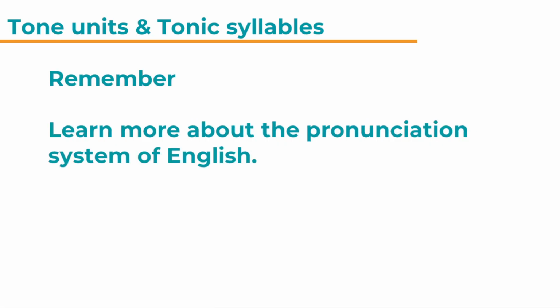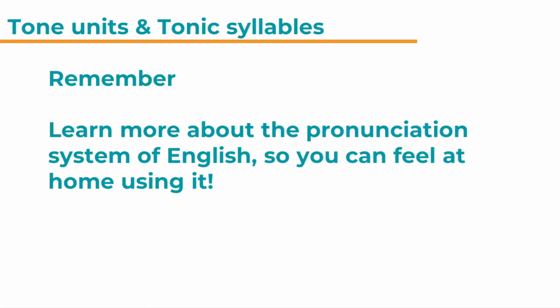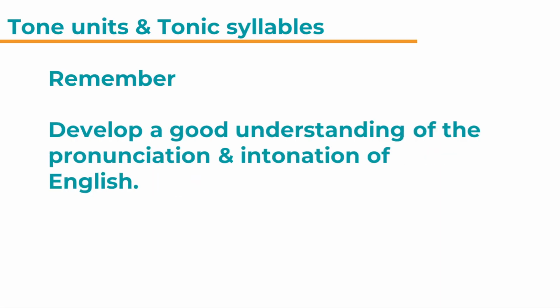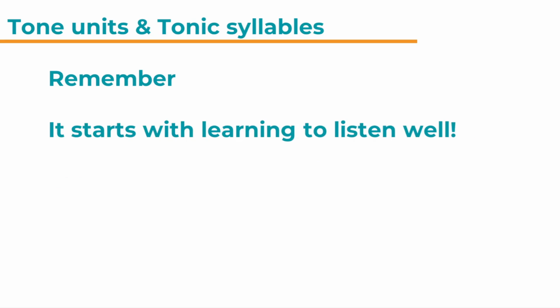Learn more about the pronunciation system of English. Why? Well, so you can feel at home using it. The pronunciation system of English does not just cover sounds or word stress. Really important are sentence stress and intonation, and tone units and tonic syllables form an important part. Develop a good understanding of the pronunciation and intonation of English. This is so important. People will find it much easier to understand you. It all starts with learning to listen well.